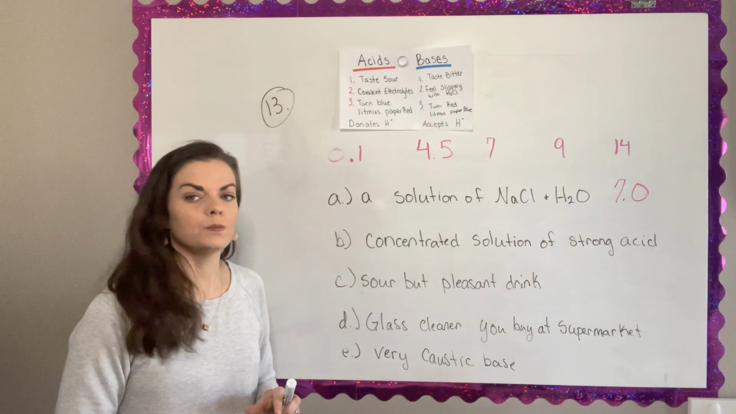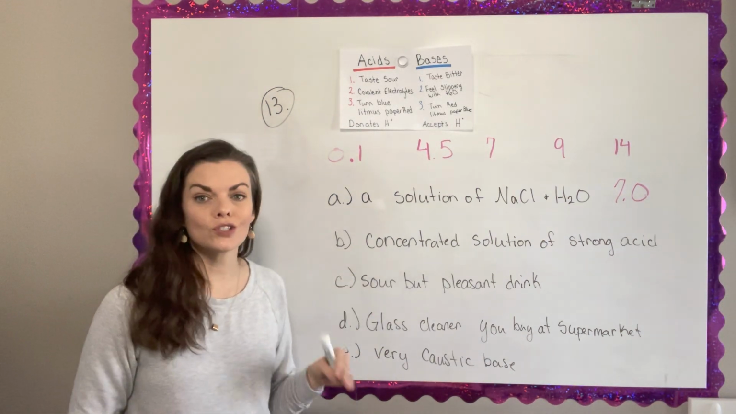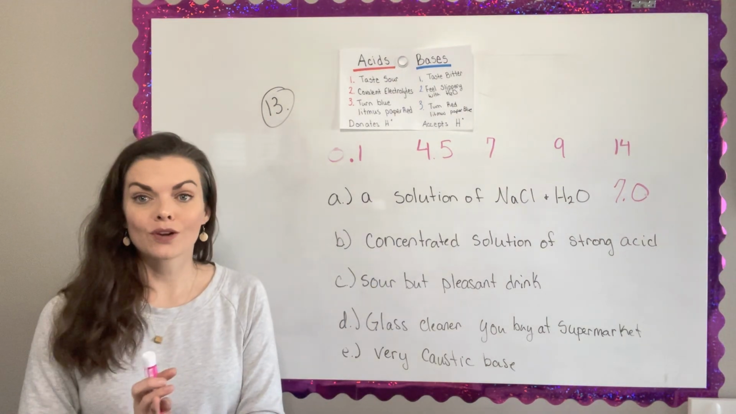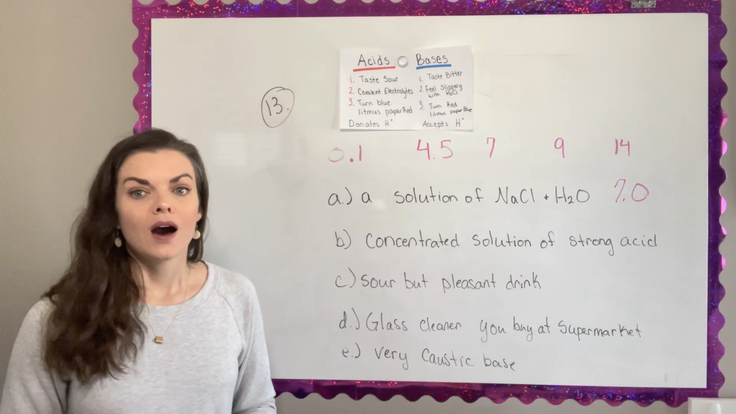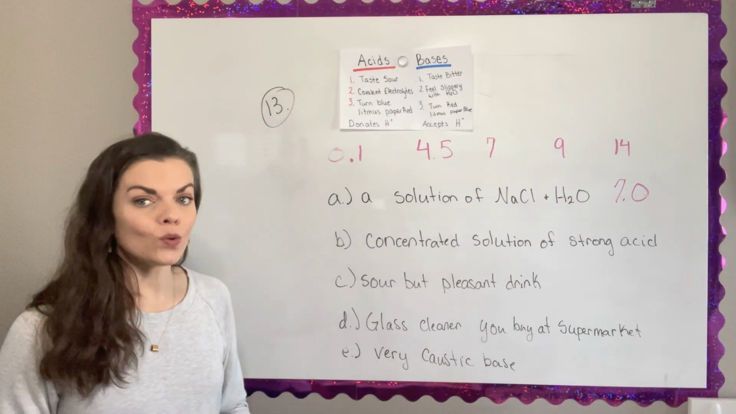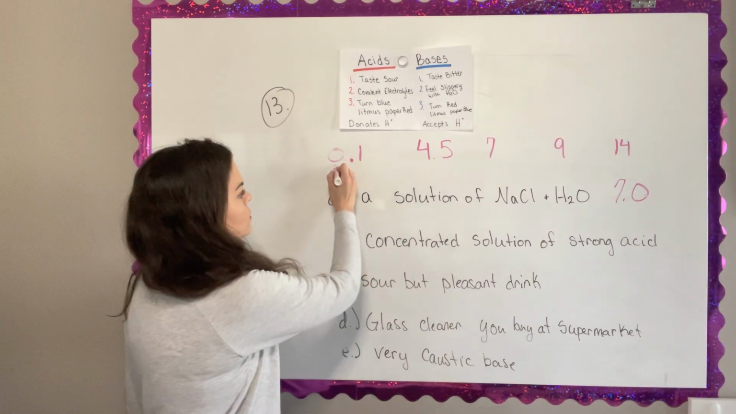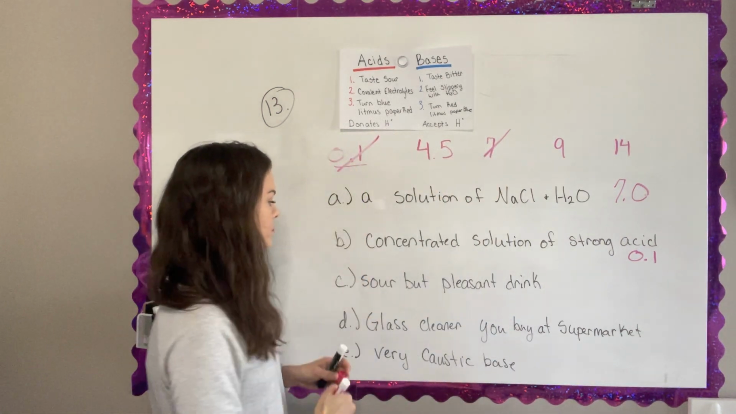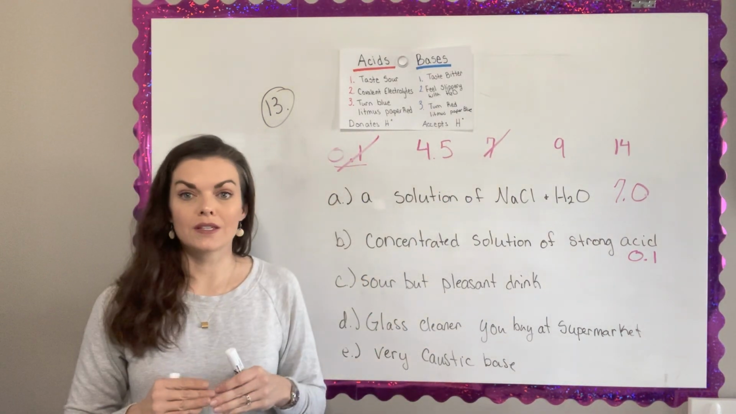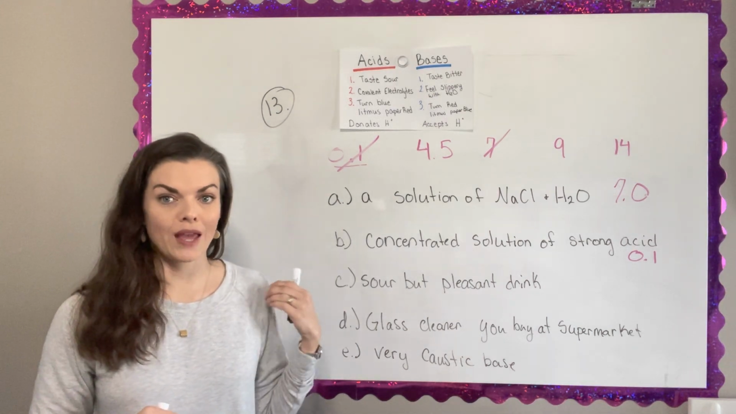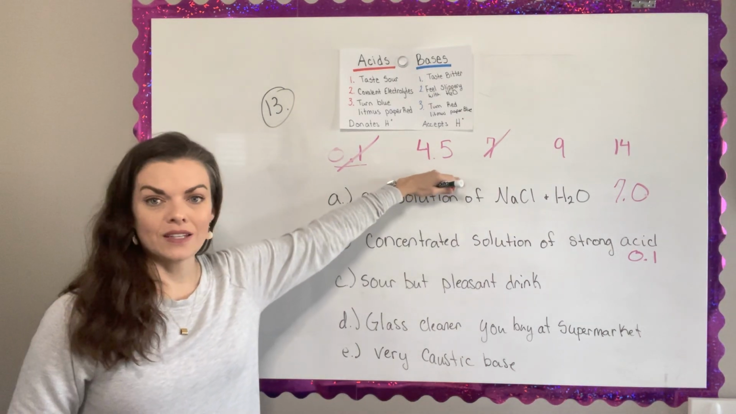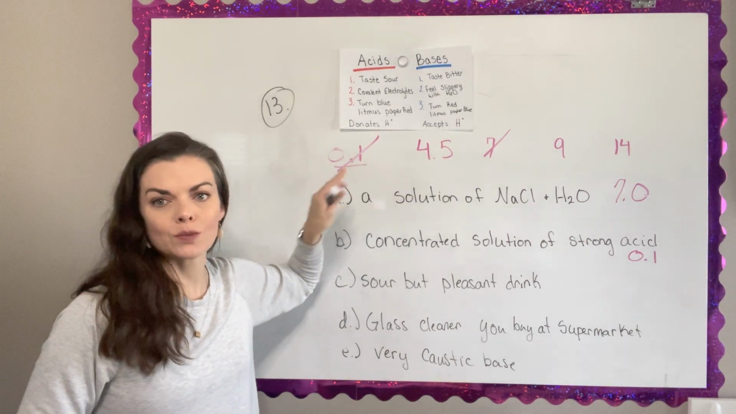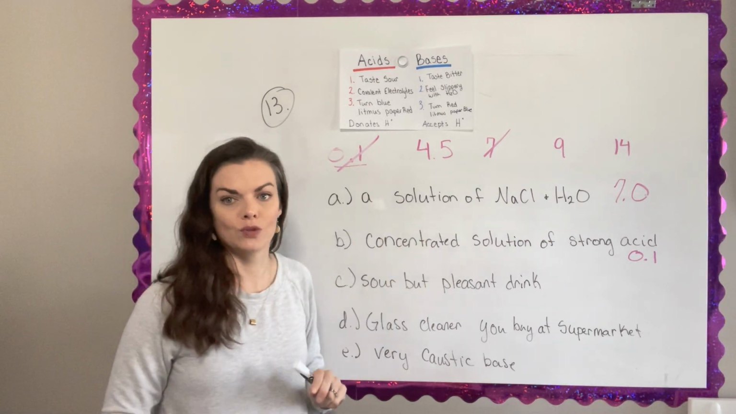And then solution B says a concentrated solution of a strong acid. If you'll remember, acids go from 0 to 6, so a concentrated strong acid is going to be a low number. And so it's going to be this one. Number C tells us this is sour, but pleasant to drink. Acids taste sour, so I'm going to look for an acid less than 7, and this would be 4.5. This would not be the 0.1, because 0.1 is way too acidic for you to be drinking.